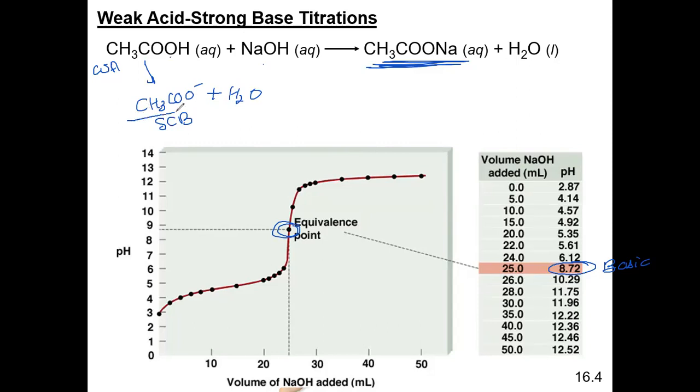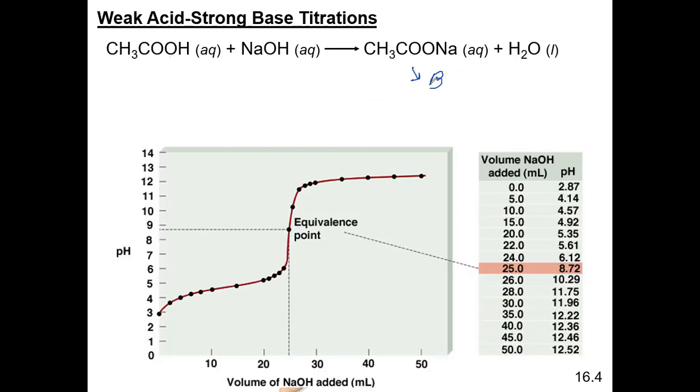Now, this strong conjugate base is going to react with water to give you CH3COOH and OH minus. This OH minus will make the pH at the equivalence point more than 7. Sanvi, is it okay? So a weak acid with strong base will give you basic salt. This is a basic salt.